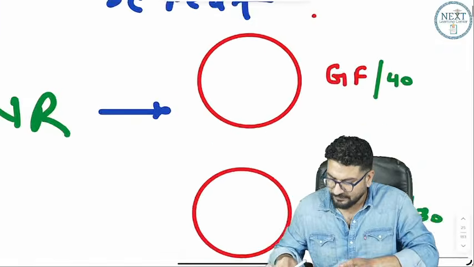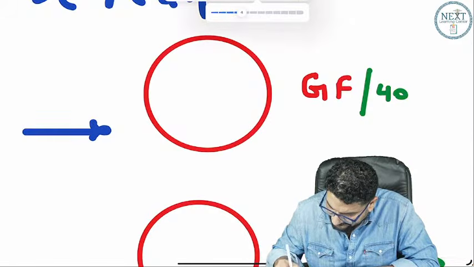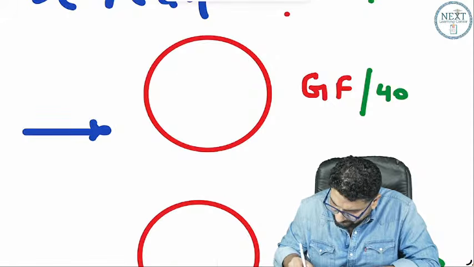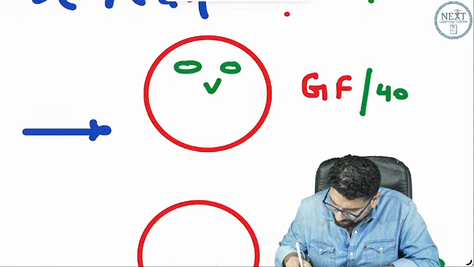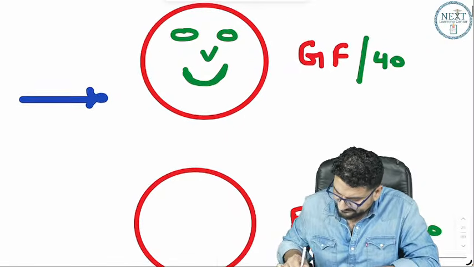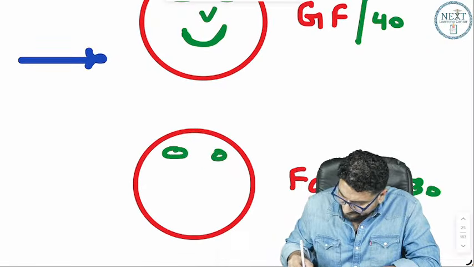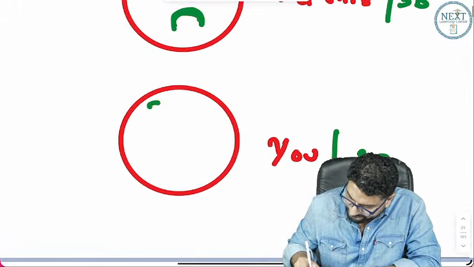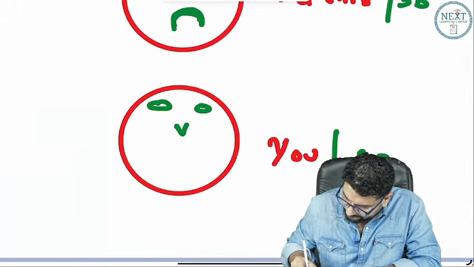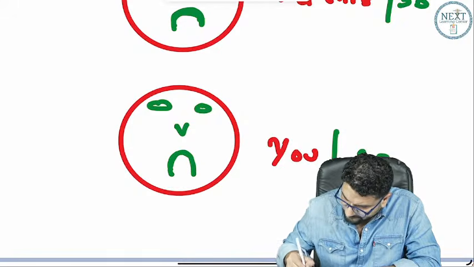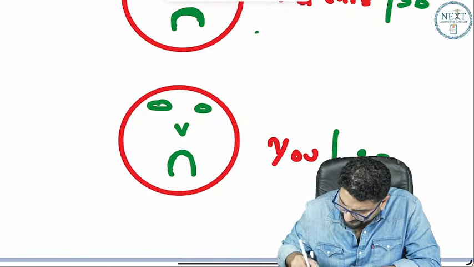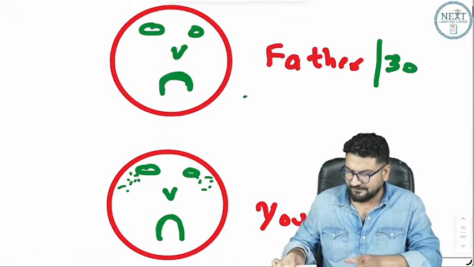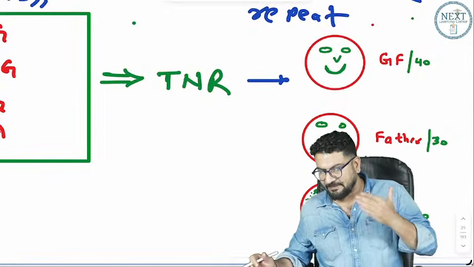Now look at the face which I am making here. Try to understand this thing. When you see grandfather, he is smiling, he is chill. Father is a bit sad, and you are crying. Now try to understand this thing. As generation advances, disease occurs early and with more symptoms.